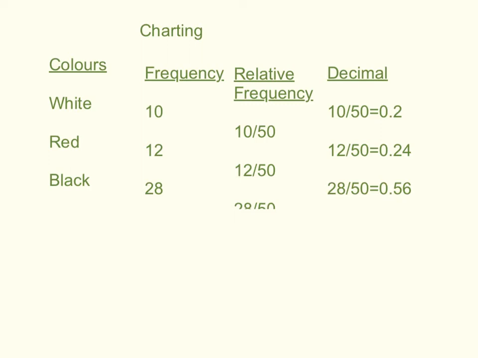The last column is converting that number into a decimal, which we've seen in a previous video. You simply divide the numerator by the denominator and it gives you your decimal.